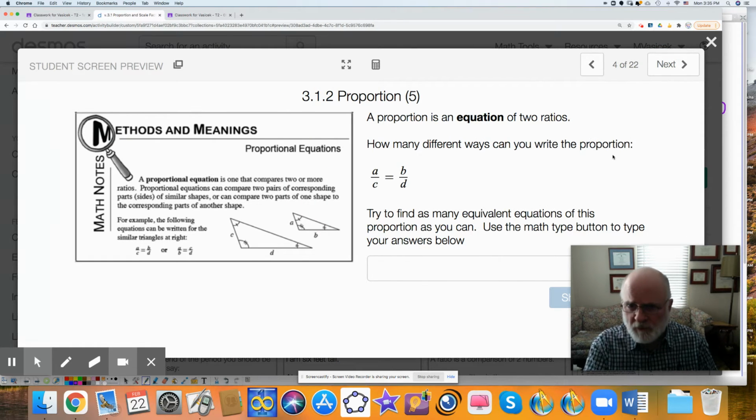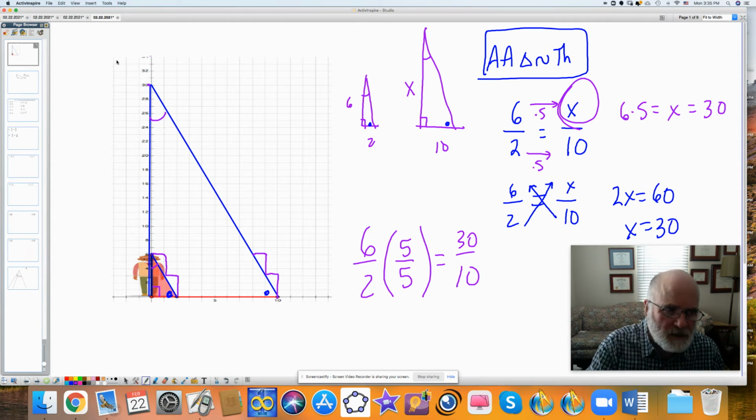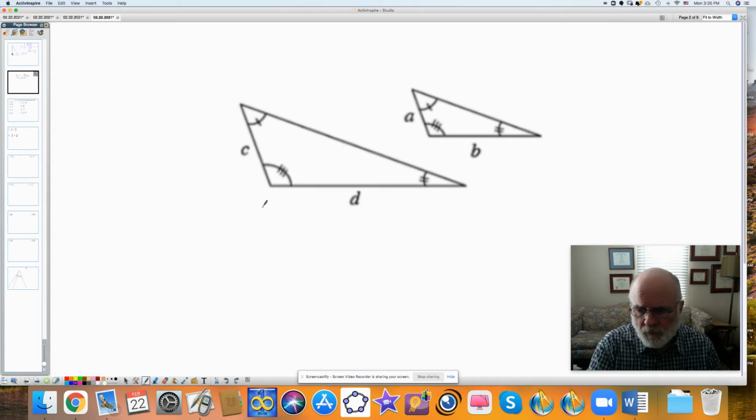A proportion, by definition, is an equation of two ratios. If you do not have an equal sign, you do not have a proportion. And here we have two triangles. These triangles are similar, which we'll learn tomorrow by the angle-angle similarity theorem. How many different ways can you write this proportion? Please try it out and then watch my video as I explain how I would write it.